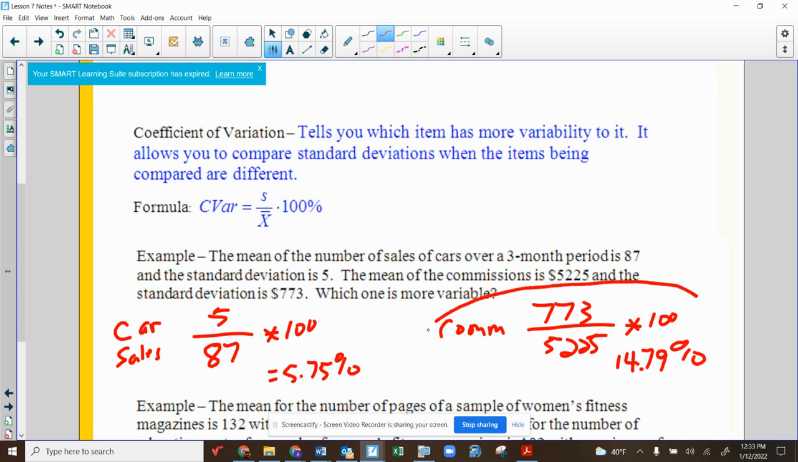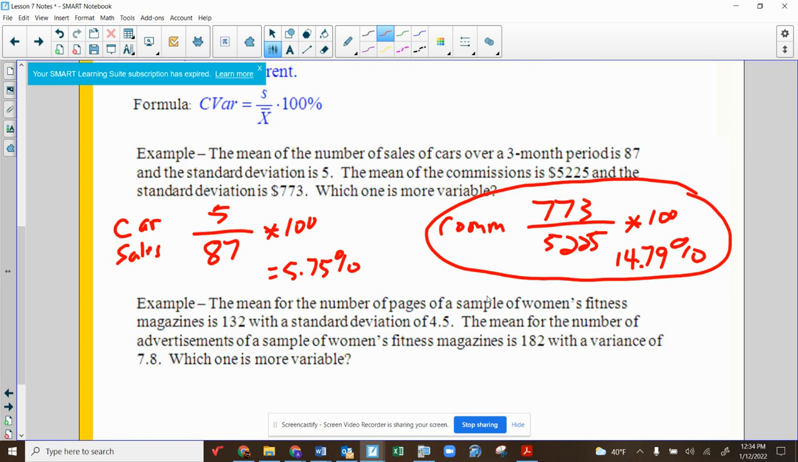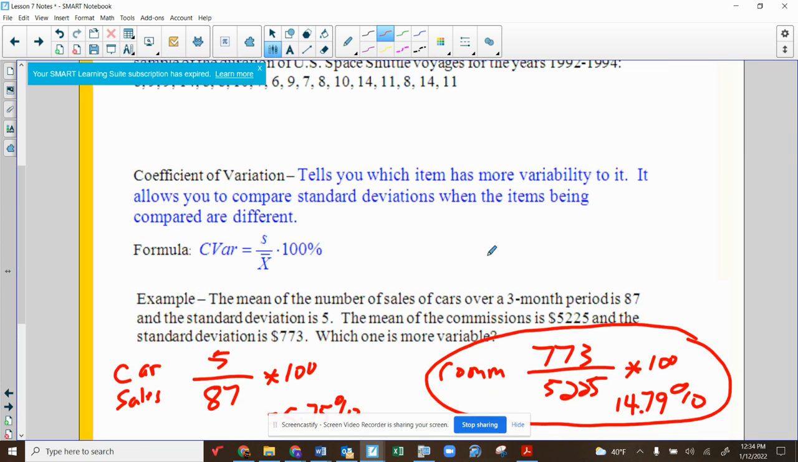So the one that's more variable would be the commission. So the guy that sells the cars is going to make a bunch of money in one month and less than that in the next month, and kind of go more up and down, whereas the car sales are going to be a little more steady. So sometimes they make more money on those sales than others. So that's how you do coefficient of variation: standard deviation divided by mean times 100. Okay, and that is lesson 7 from unit 2. Let me know if you have any questions.